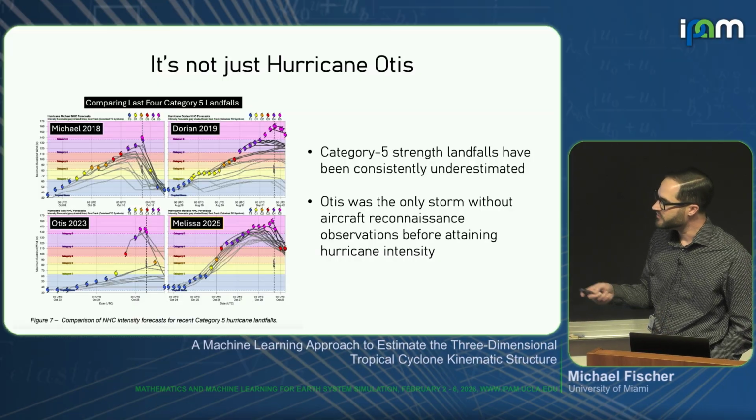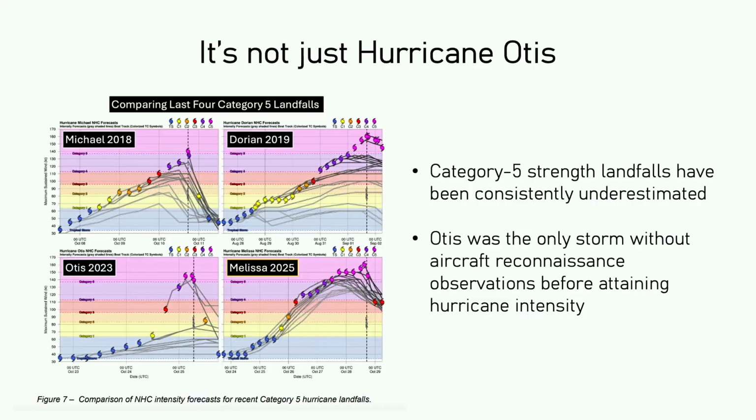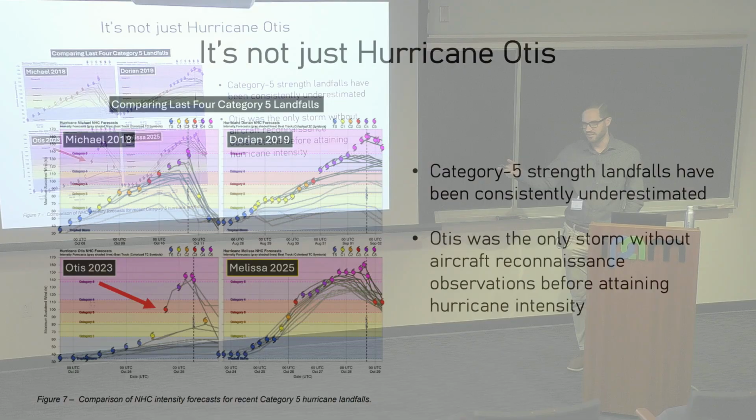You can see that for all of these cases, the forecast intensity was underestimated. The official forecast is shown by the gray lines as a function of time along the x-axis here. And you can see that Otis in the bottom left was particularly poorly forecast. It's interesting that Otis was the only one of these systems that didn't have aircraft reconnaissance sampling the center of the storm, the kinematic structure, until it had already attained hurricane intensity.